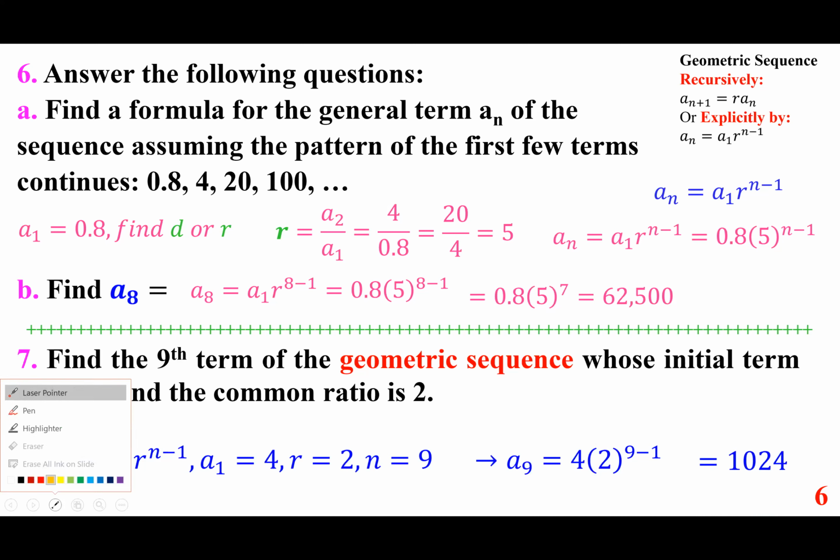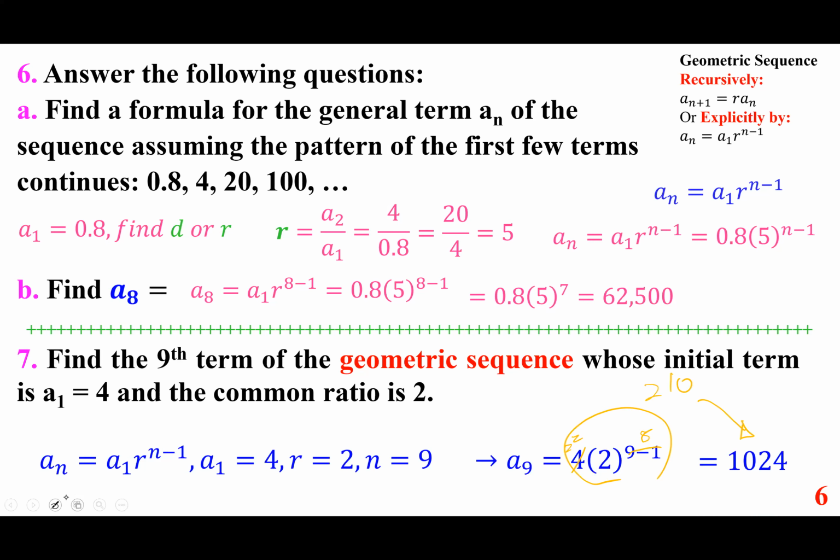You may notice this is 2 to the power of 8, this is 2 squared, so you could rewrite this as 2 to the power of 10, because you may know that 2 to the power of 10 is 1024.